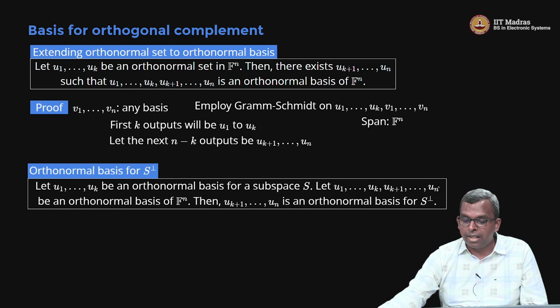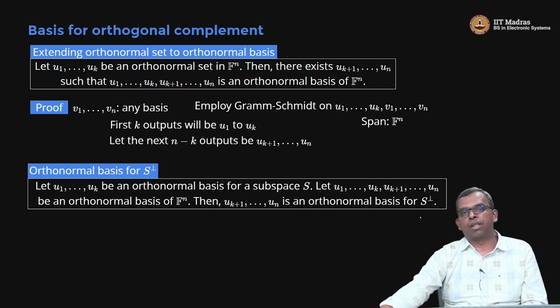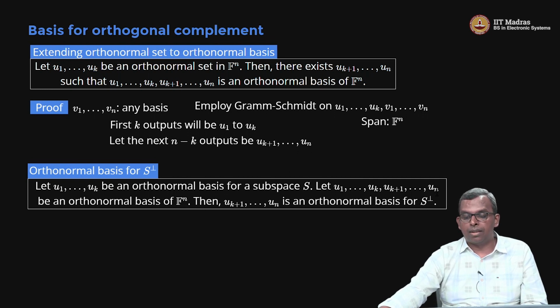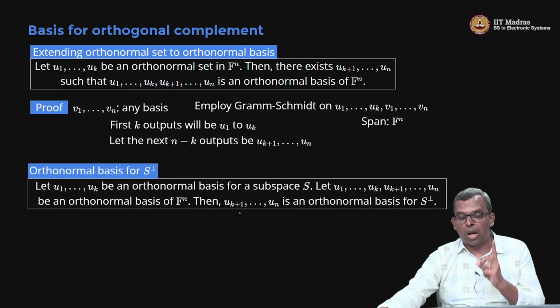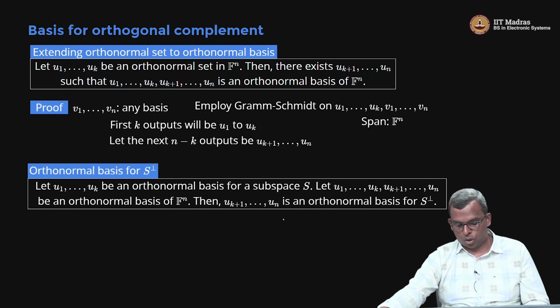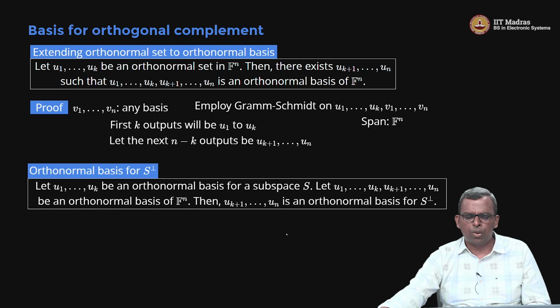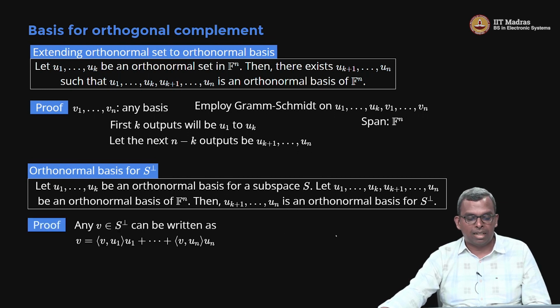Now I know I can extend it to find an orthonormal basis for Fn, right? u1 to uk, uk plus 1 to un. It turns out all the remaining vectors that you added, uk plus 1 to un, is an orthonormal basis for S-perp. Okay, so this is a very clean and very nice idea. And when you extend the orthonormal basis, you get a new orthonormal basis. Whatever you added additionally becomes an orthonormal basis for S-perp. Sort of intuitive because all these vectors are perpendicular to those, but nevertheless, here's the proof.